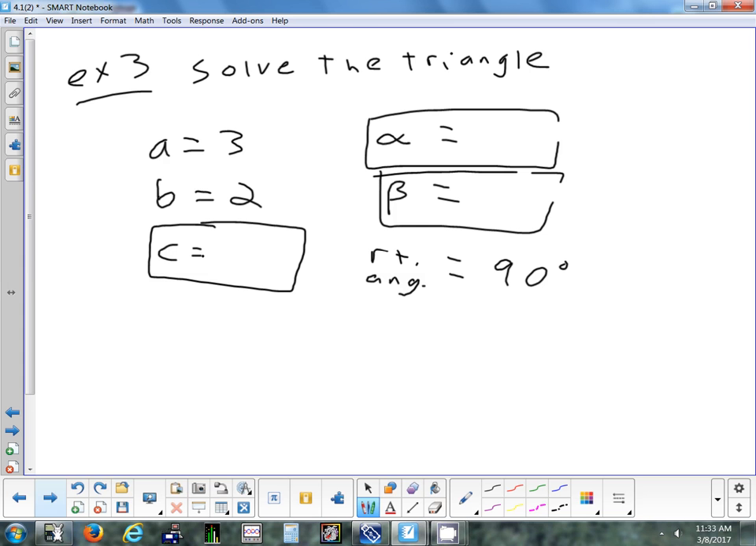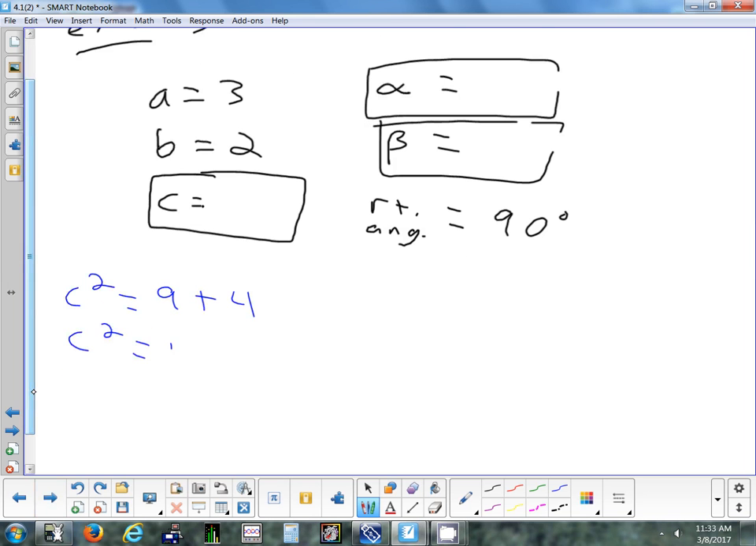Pythagorean theorem. Yeah, why can I use the Pythagorean theorem now? Because A and B are both given. Yeah, everything that I'm plugging into it is given, so I know it's correct. So we get c squared equals 9 plus 4. Jocelyn, 9 plus 4 is going to give me how much? 13.